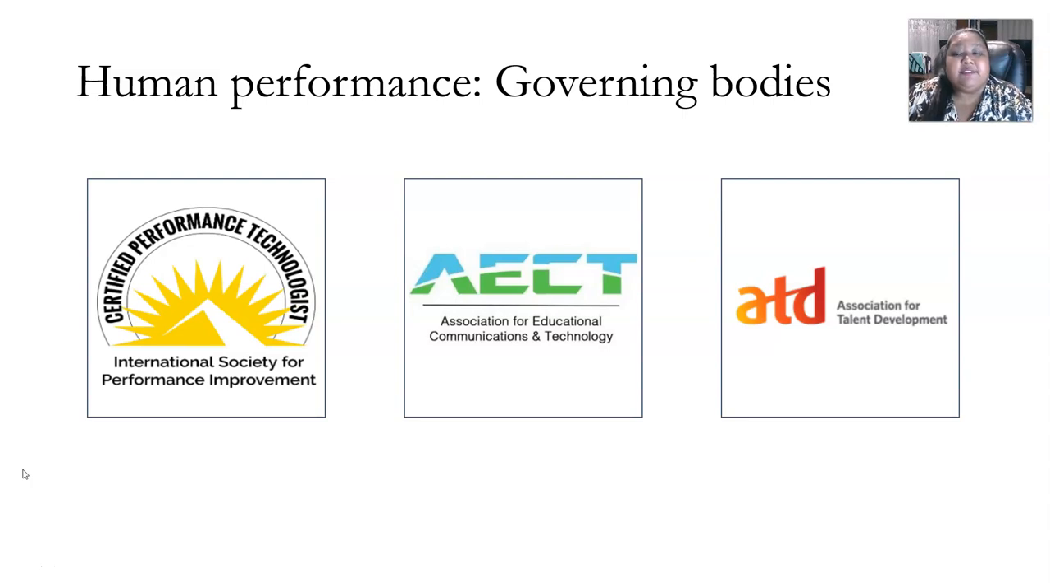Enter organizations that emphasize a performance-focused approach to training and human performance improvement. These are the governing bodies in human performance: the International Society for Performance Improvement, the Association for Talent Development, and a third, the Association for Educational Communication and Technology. Governance is important because the intent is to foster an ongoing collaboration and innovative practices between entities. They're also responsible for outlining acceptable rules and norms.